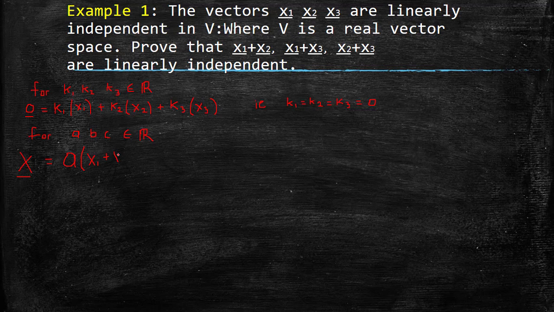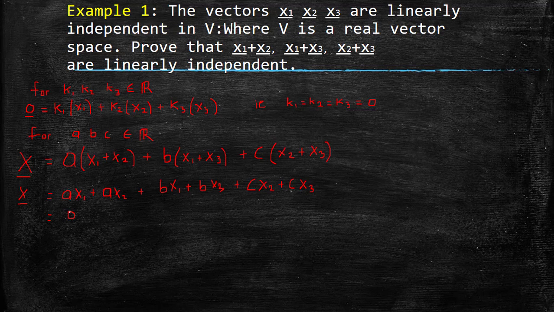a times (x1 plus x2) plus b times (x1 plus x3) and c times (x2 plus x3), and our vector x is equal to, if we expand this, we see that we have a x1 plus a x2 plus b x1 plus b x3 plus c x2 plus c x3.